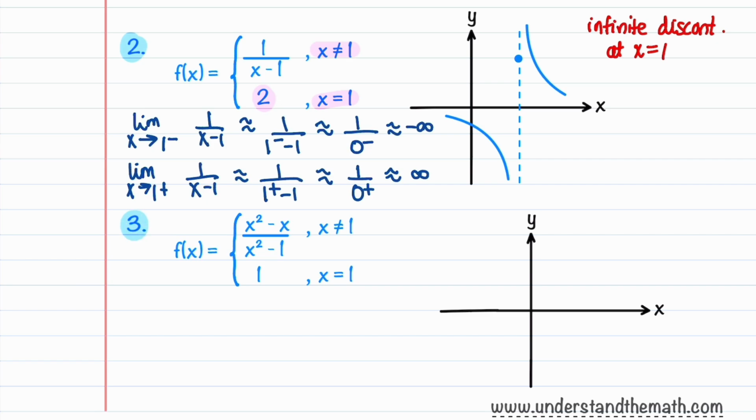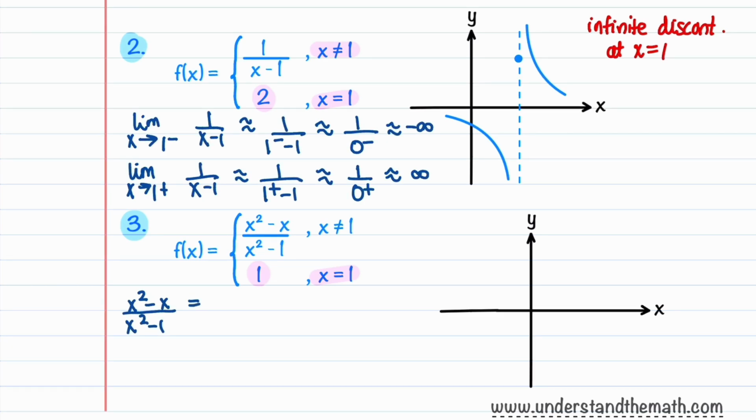Let's now look at example 3. This one is a little bit more complicated, but just like our second example, our function is defined at x is equal to 1, and now we have to figure out what's going on at a region near 1. Let's take our complicated function when x is not equal to 1 and see if we can maybe factor it. Let's take x squared minus x, all divided by x squared minus 1.